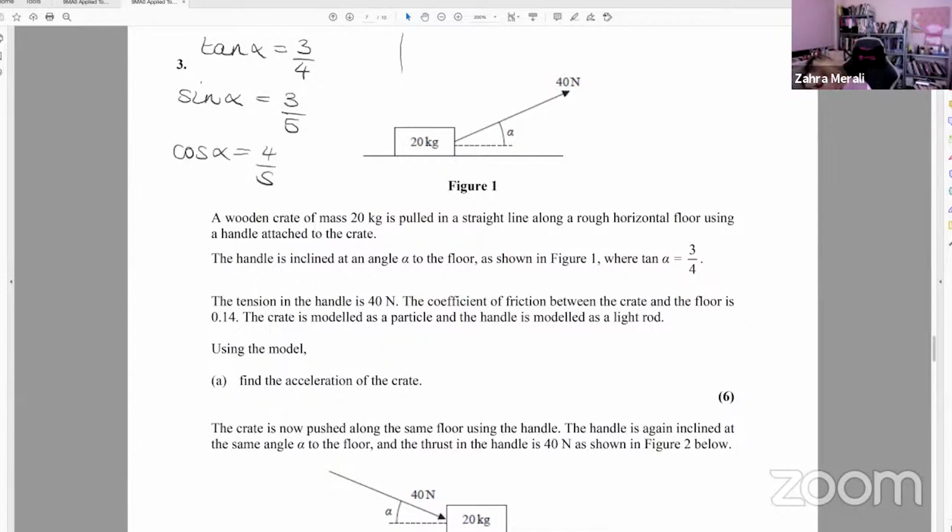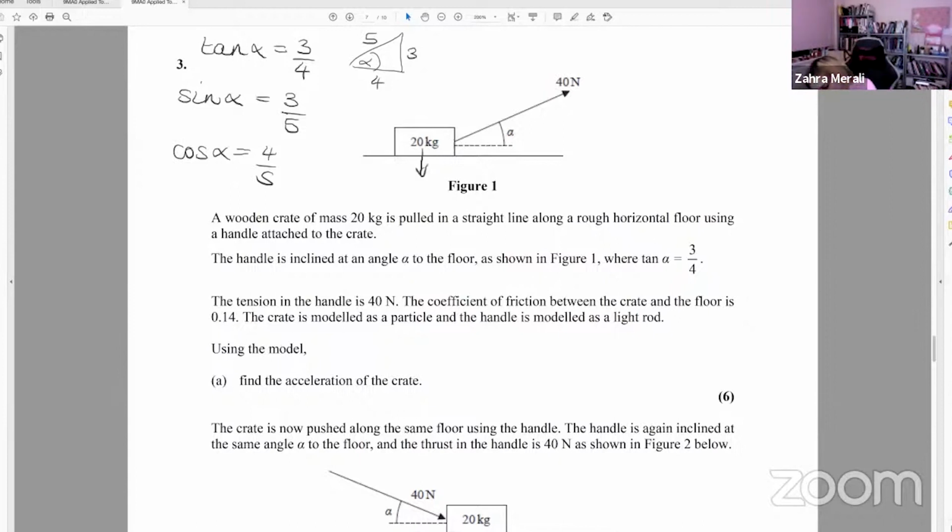And for anyone that's confused, that comes from a triangle, where tan is TOA, so opposite over adjacent. So you get a 3, 4, 5 triangle, and then you can come up with the other bits. So we've got a wooden crate of mass 20 kilograms.